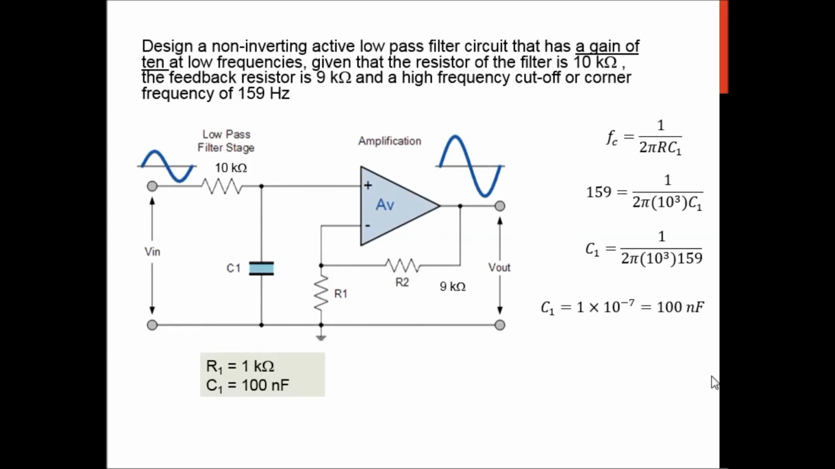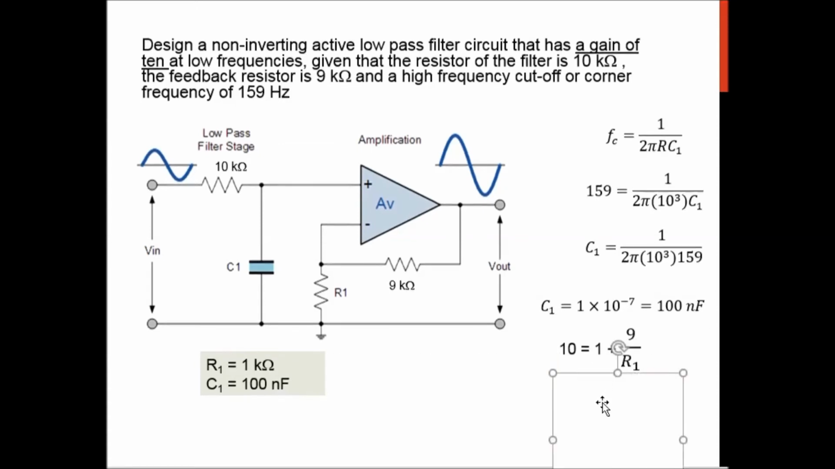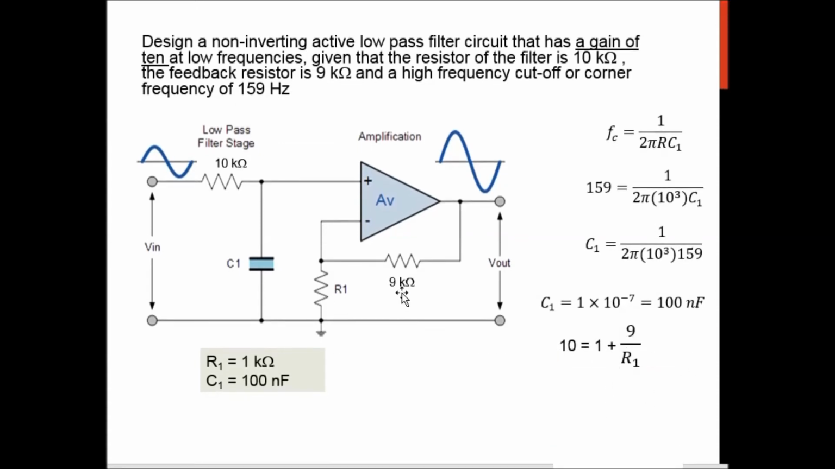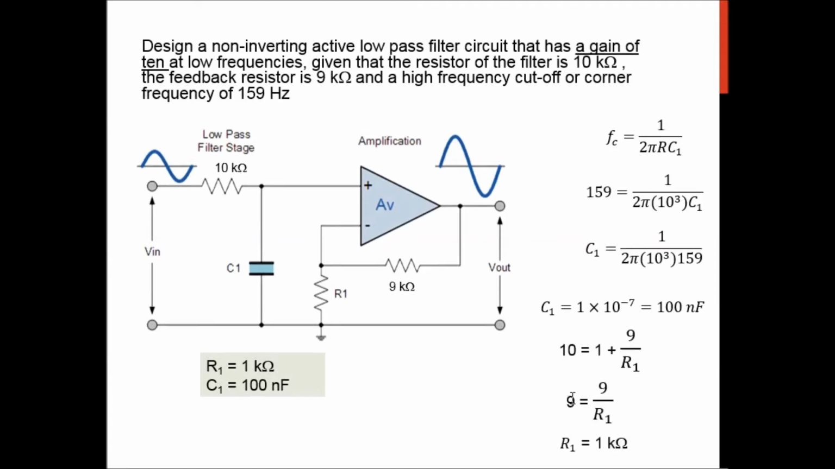So you're going to use the gain that is given. Alright, so from the gain, 10 equivalent to 1 plus 9 over R1, because your R2 is 9. And then you will get 10 minus 1 is 9. So you are left with 9 over R1, and you will get R1 equivalent to 1 kilo ohm. Okay, so like I say, this is very straightforward.